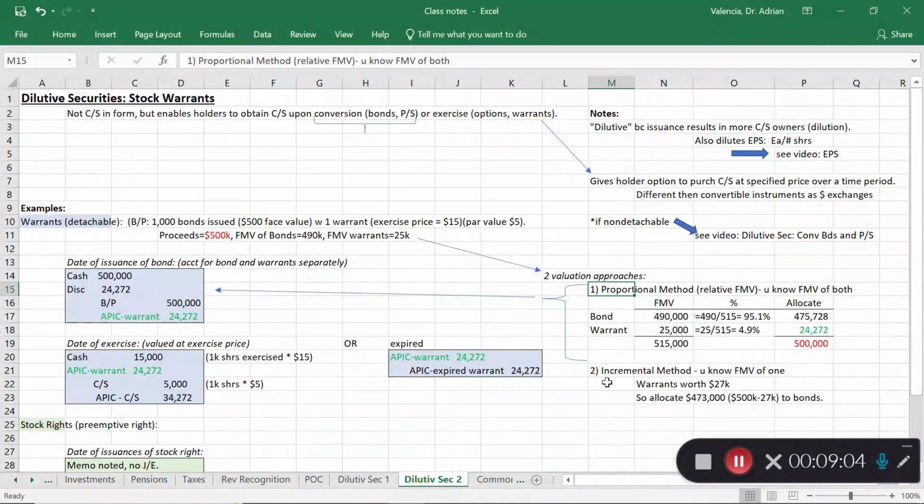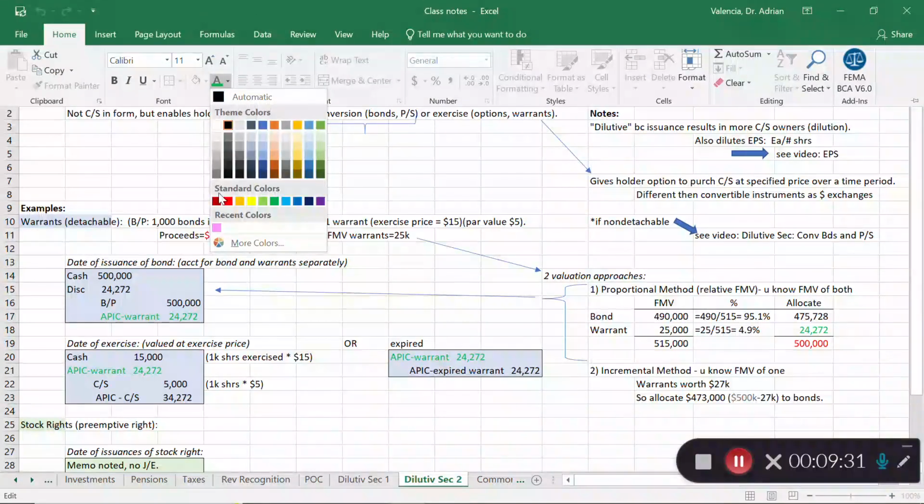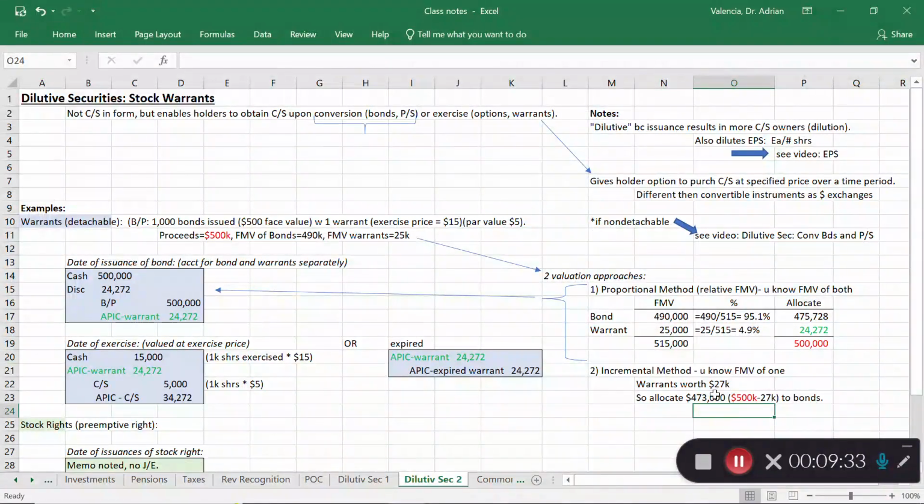On a side note, there's also a different approach you can use, which is the incremental method. This is the one you use when you know the fair market value of only one of the instruments. As an example, let's say I know that the warrants are worth $27,000. Well, if I received $500,000 and I know these are worth $27,000, then I know that my bonds are going to be $473,000, or the difference. Let me put red on this so we can be consistent. No crazy math here, this is just straightforward.